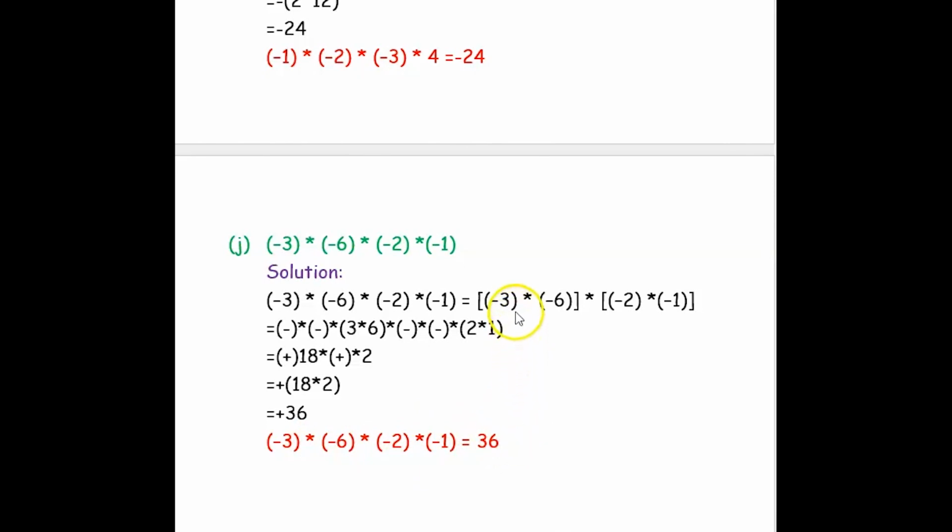So now we can also associate it. Negative 3 into negative 6 into negative 2 into negative 1. So negative 3 into negative 6, negative will become positive, 3 into 6 is 18. Again negative 2 into negative 1 is positive, 1 into 2 is 2. So here both are positive integers. So positive 18 into 2 is 36.